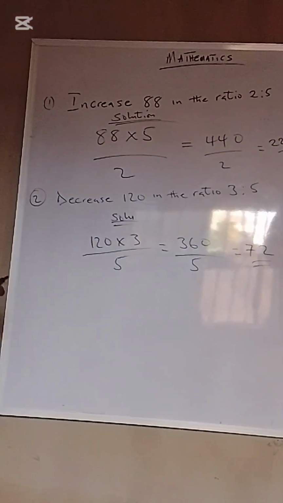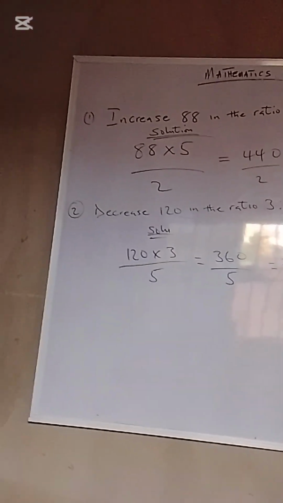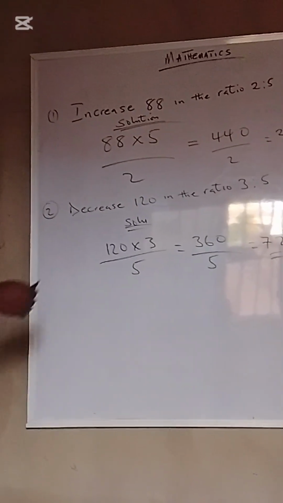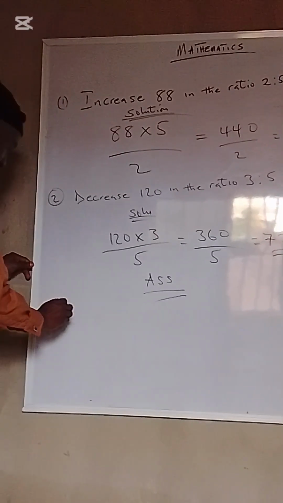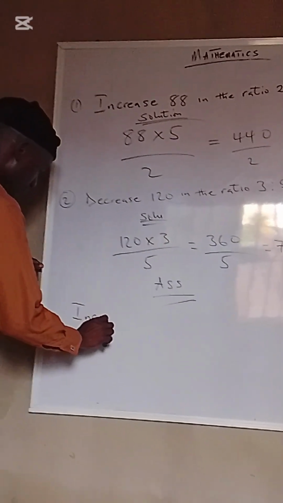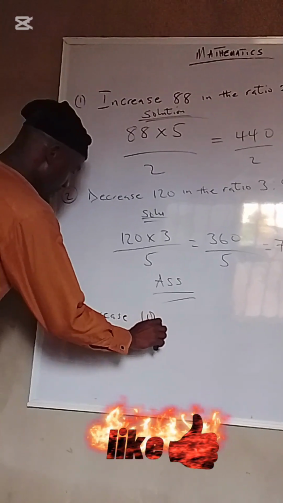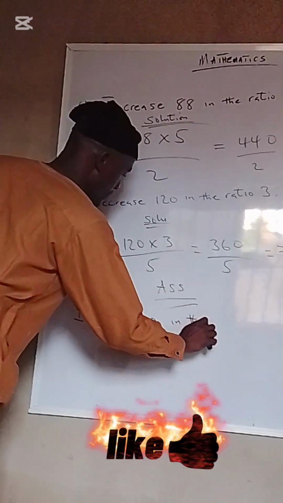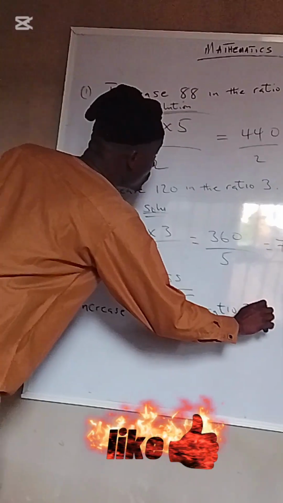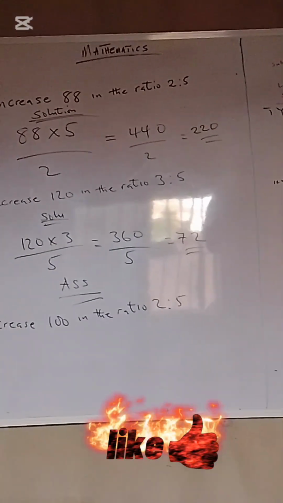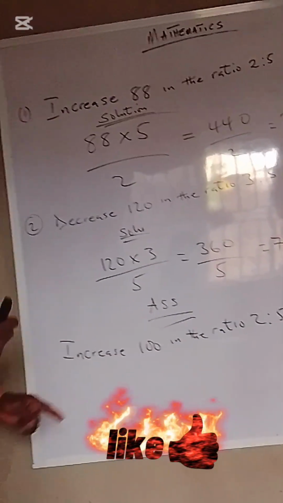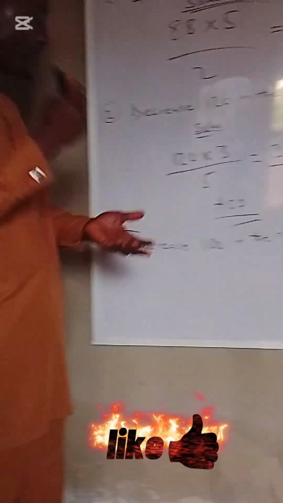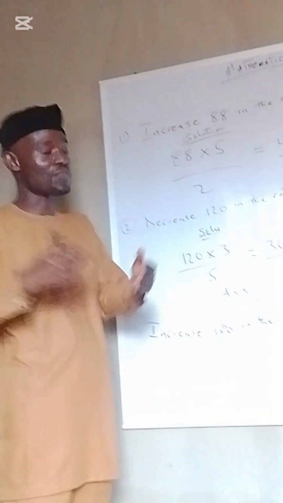Now, I want to test you, I want to evaluate whether you understand what I've been teaching you so far. Let's use this one as an assignment. Let's look at this. The question says increase 100 in the ratio 2:5. So let's see, whatever answer you get, try and drop the final answer in the comment section. So I will read it from there. That will assure me that you are following me.